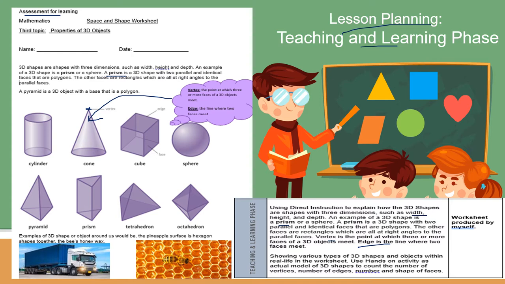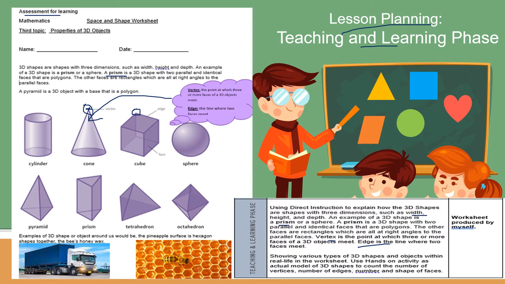But if you want to make it much more simple for the child, say the corners of the shape, they'll instantly get that, because this is technically a corner too. This is a corner, okay? So it's a vertex. But the more specific definition is where the faces meet.